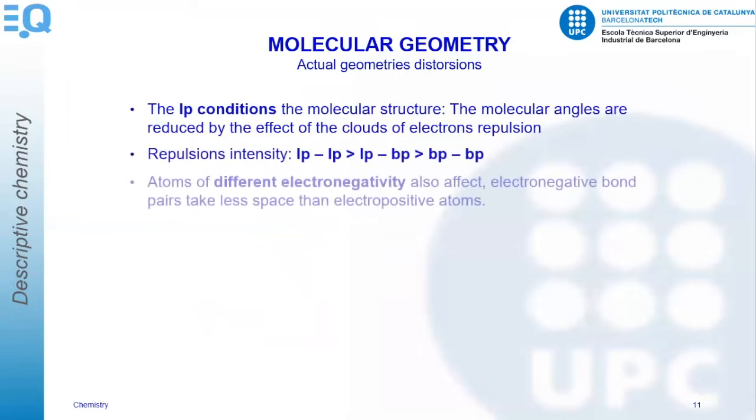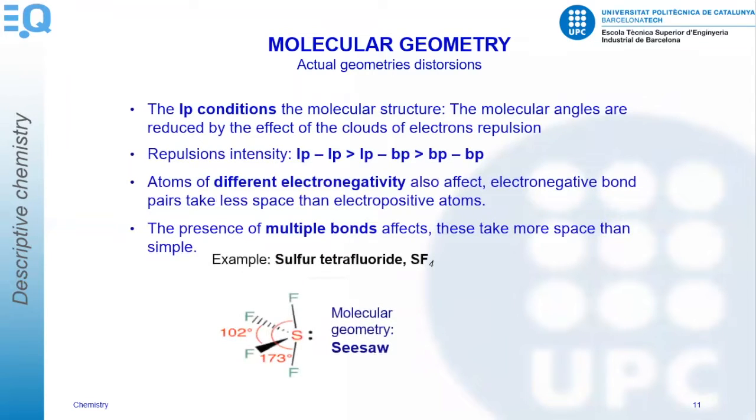Moreover, the lone pairs condition the molecular structure because the angles reduce due to the repulsion of the clouds of electrons. When two atoms have different electronegativity, the structure is also affected because electronegative bond pairs take less space than electropositive ones. Apart from that, multiple bonds take more space than simple ones.